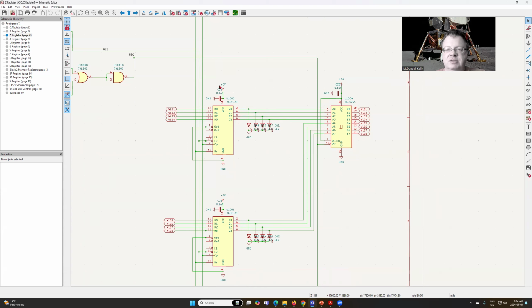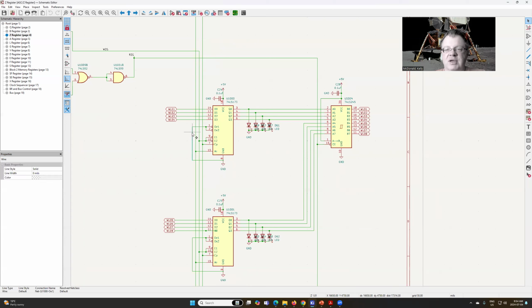So by using the register here to bring data in and store it, and then using these bus transceivers to push data out, we can actually leave the output enables on all the time, so that we can use LEDs to show us the contents of the bus. That's going to make it a lot easier for us to troubleshoot as we go forward.